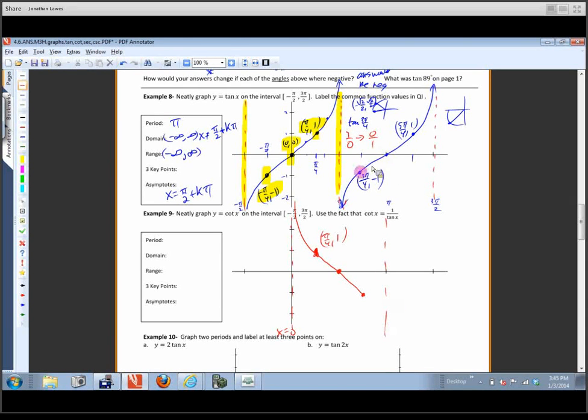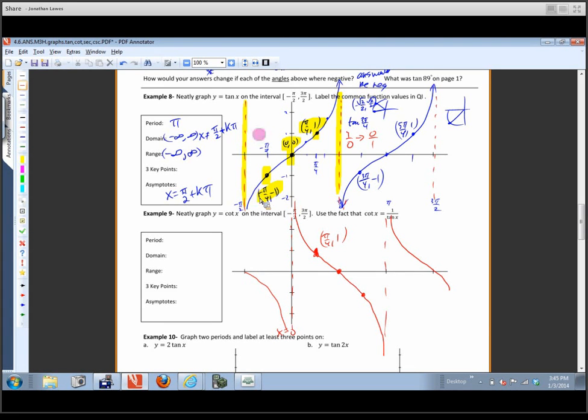But these are all small negative numbers. The reciprocals of small negative numbers are all big negative numbers, so I get something that looks like this. Okay? So here's what cotangent looks like. And again, it just repeats every pi units like tangent does. So it's going to look like this. And this part of the graph is going to look like this.